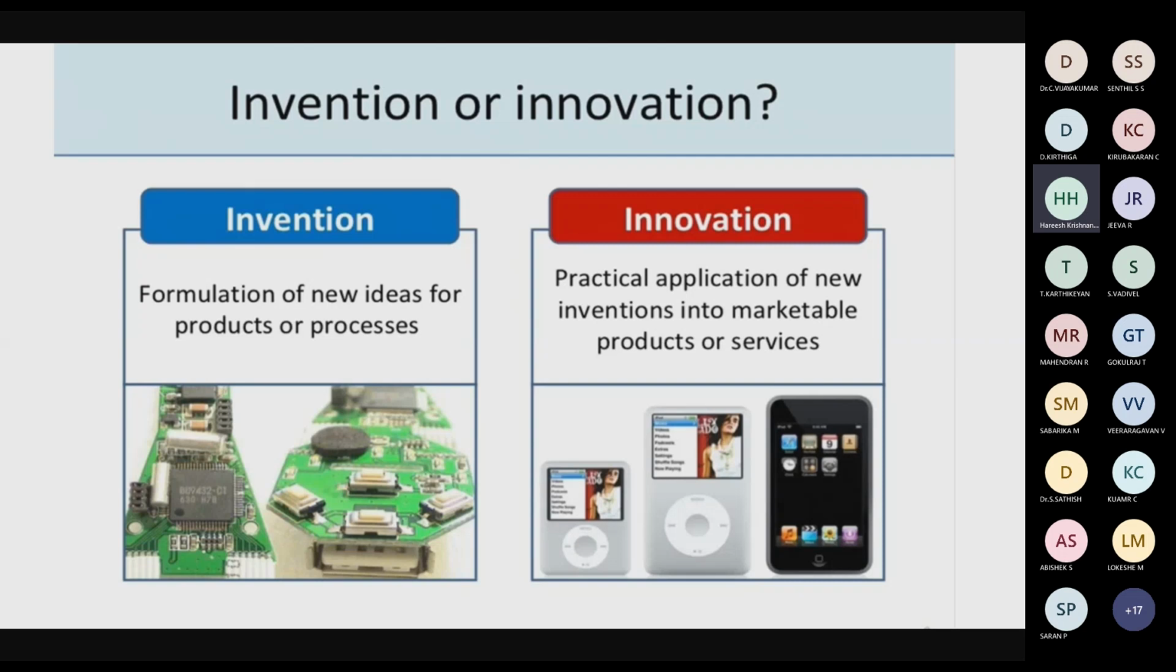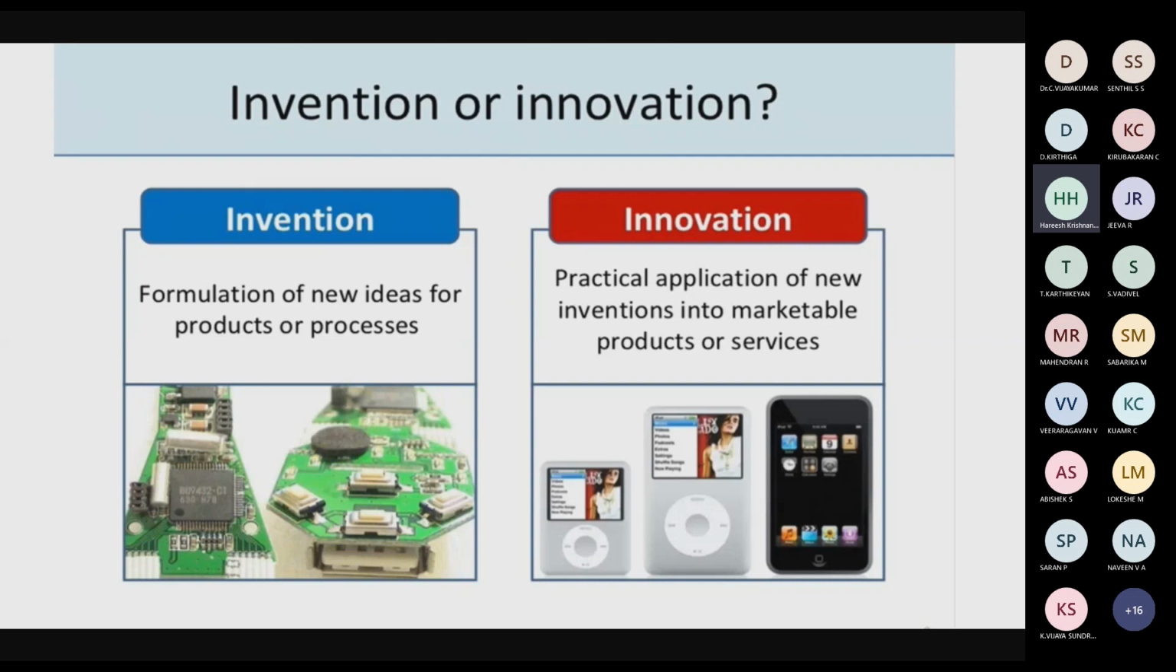For example, we are finding some chips, some new coding systems. So it is an idea. This idea or process alone is not an innovation. Whenever this idea is implemented in some products or services, only then can we call it an innovation.